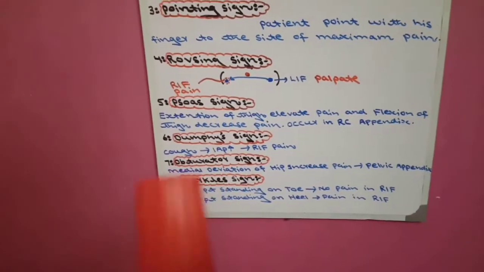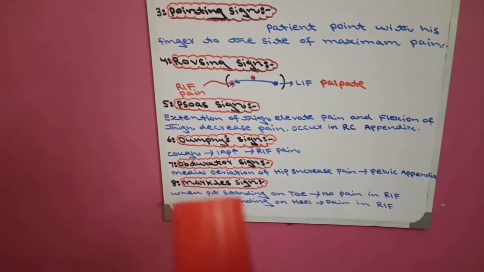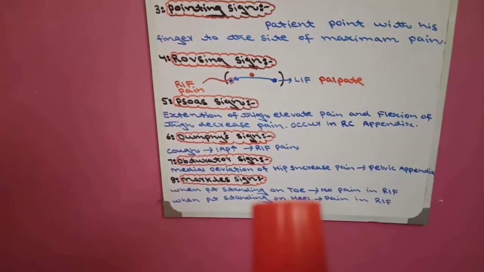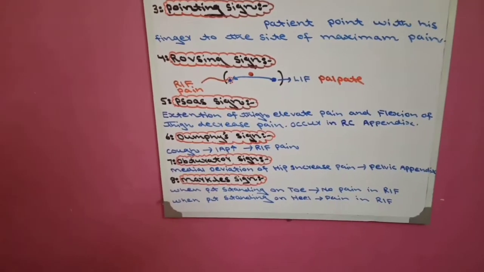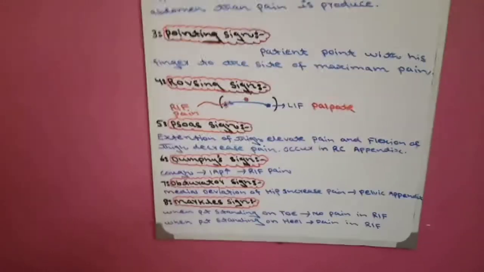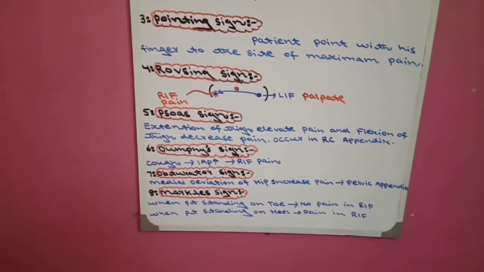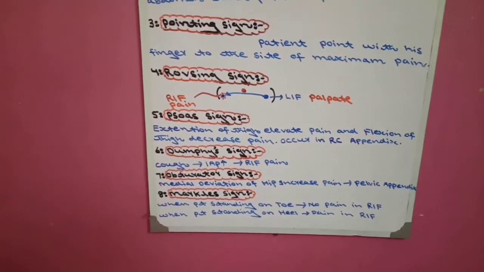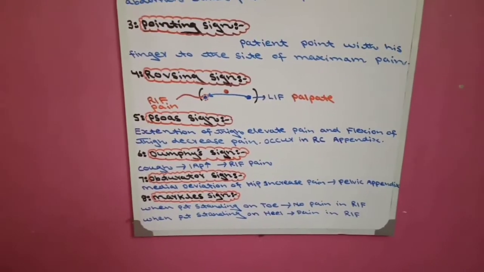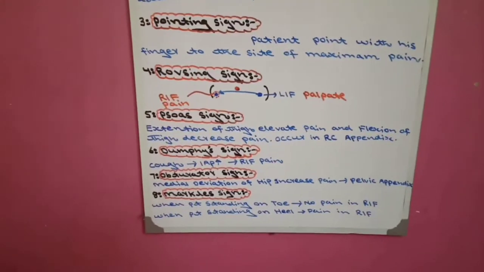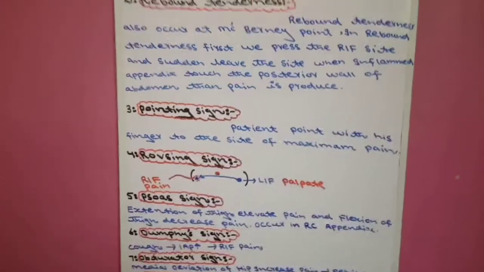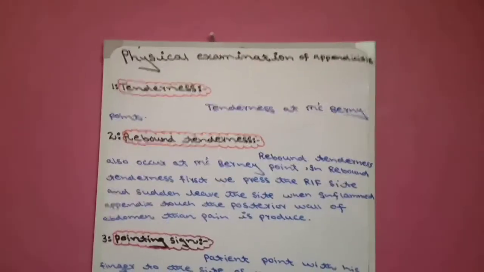The eighth and last sign is Markle sign. What is Markle sign? When the patient stands on the toes, there is no pain in the right iliac fossa. When the patient stands on the heel, there is pain in the right iliac fossa. These are the eight signs which we find during the physical examination of an appendicitis patient.